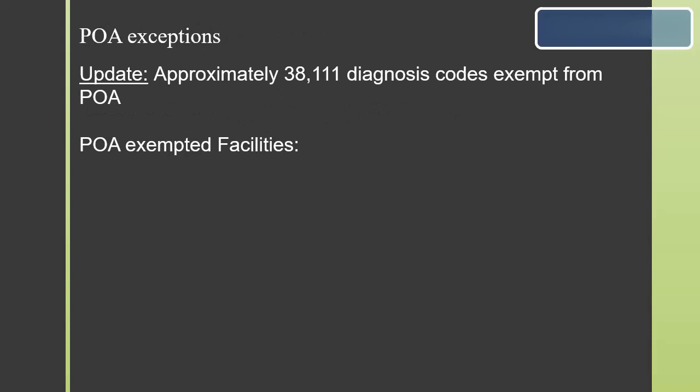POA exception. Of course, we do have the POA exception rule. Based on the most recent update in October 2023, there are approximately 38,000 diagnosis codes exempt from POA indicator reporting. For these specific diagnoses, you can submit claims without including the POA indicator and everything will be in compliance. Rest assured, you can access the list of these exempt codes on the CMS website. You will find the link in the description below for your reference.